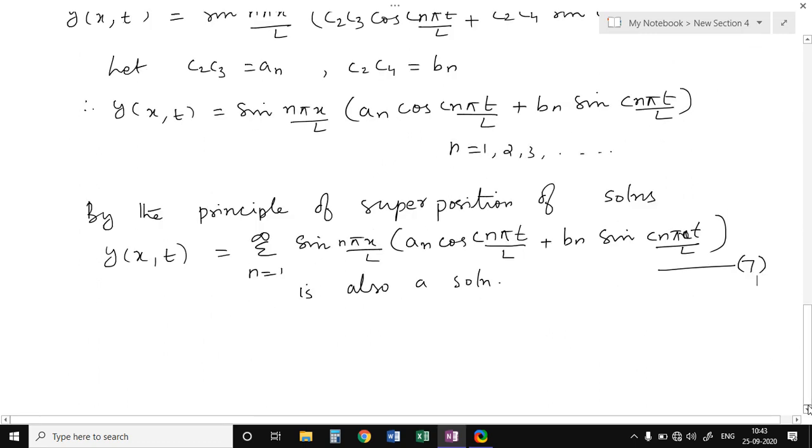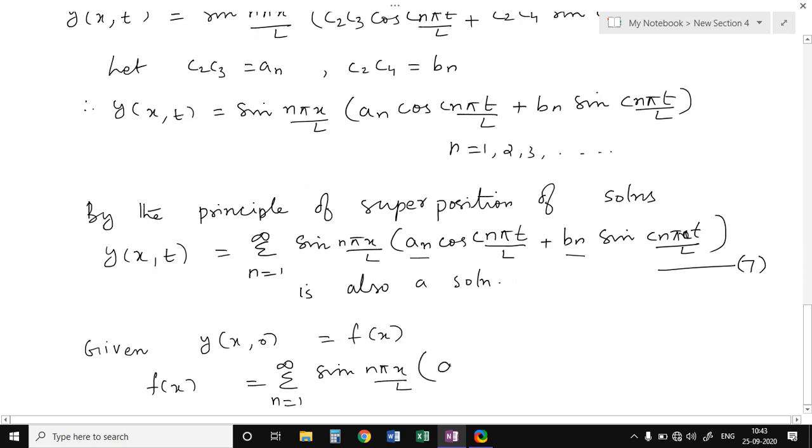So now at this step, in this problem we have to find out two constants an and bn. For that we will use initial conditions, and the first given initial condition is y(x,0) equal to f(x). Now substitute this in equation number 7. So we will get f(x) is sigma n varies from 1 to infinity sin(nπx/l) an cos 0. We will get t equal to 0, therefore we will get an, and then this other term is 0.